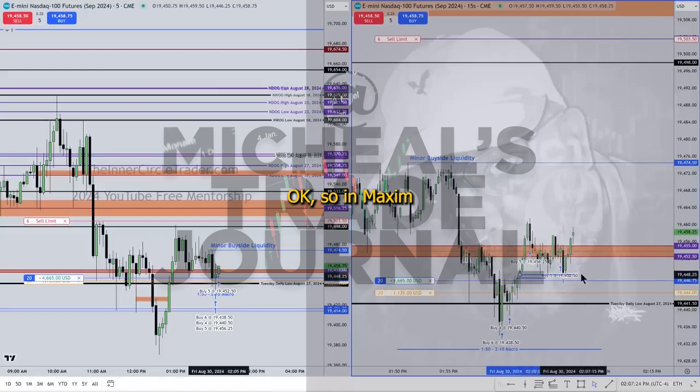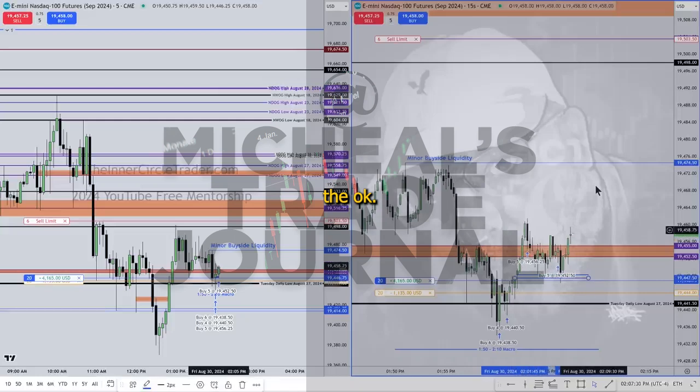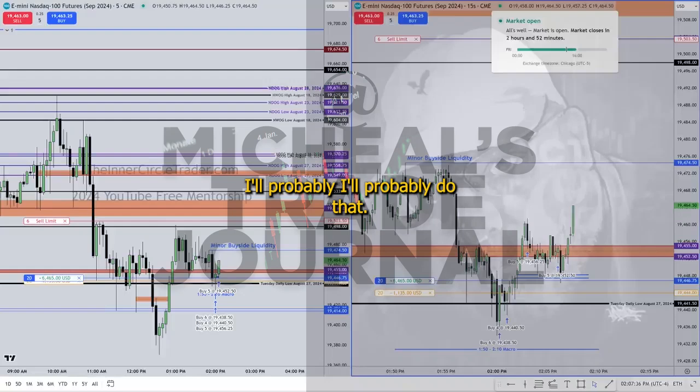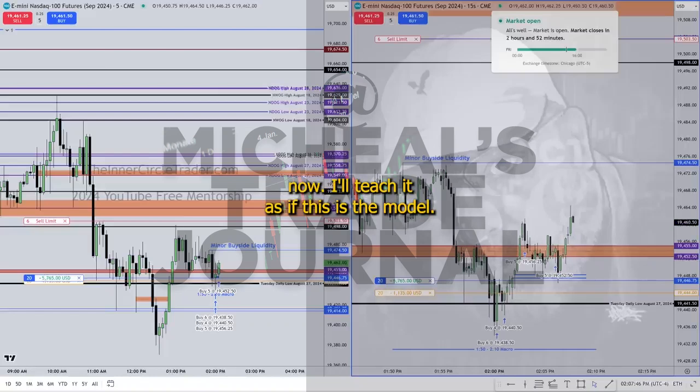Okay, so an MMXM or a 2022, essentially, right? Okay. I mean, yes, that's what you're saying. I'll probably just replace October's model. I'll just teach that one. I'll teach it as if this is the model.